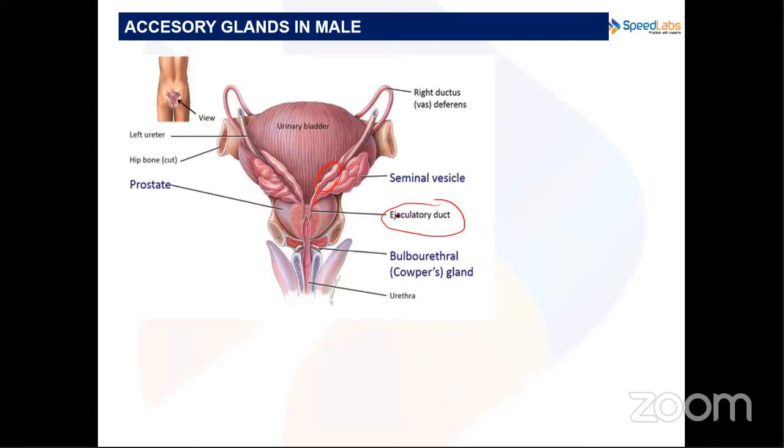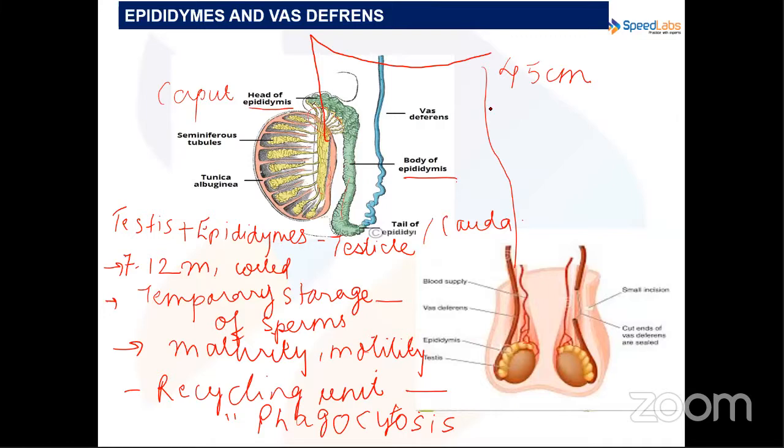Understood? So what is significant about the vas deferens? The vas deferens is 45 centimeters in length, loops over the ureter, and passes to the posterior surface of the urinary bladder. And the dilated portion of the vas deferens, or ductus deferens, is the ampulla.